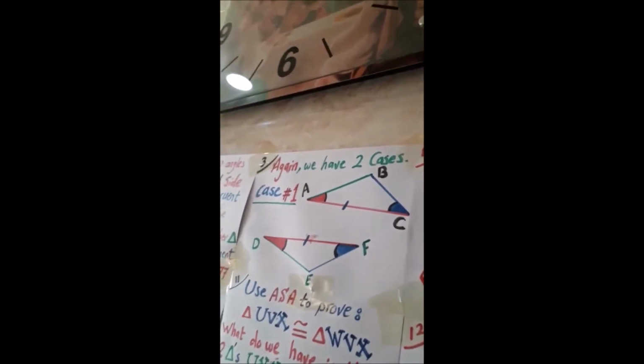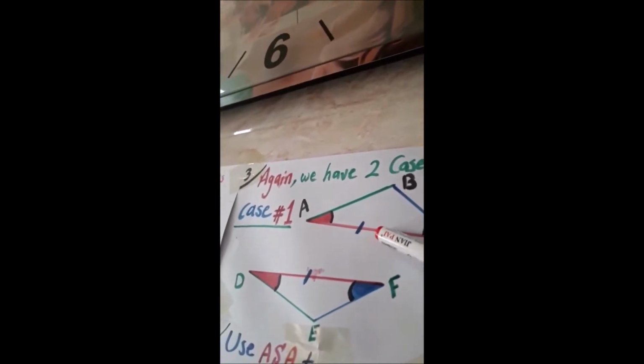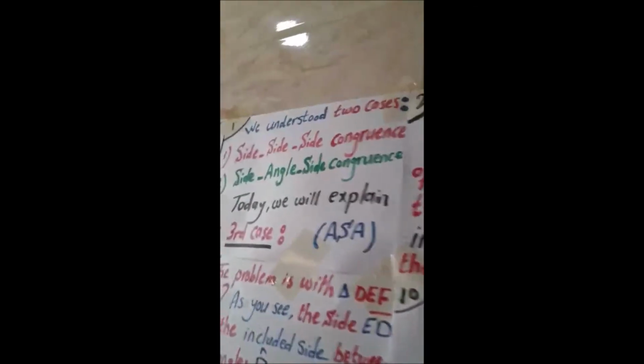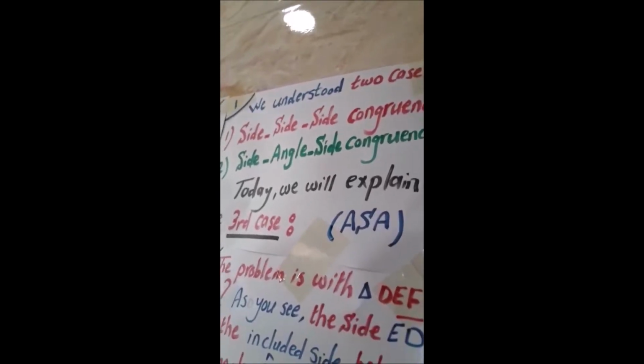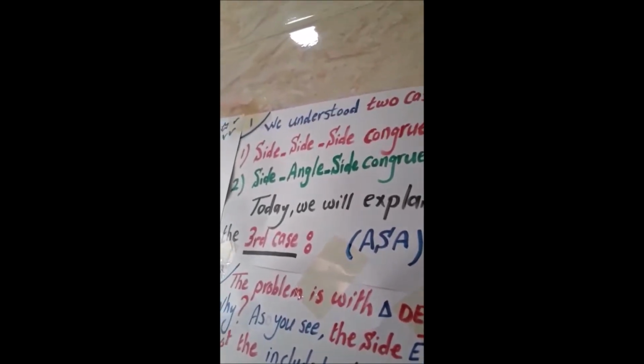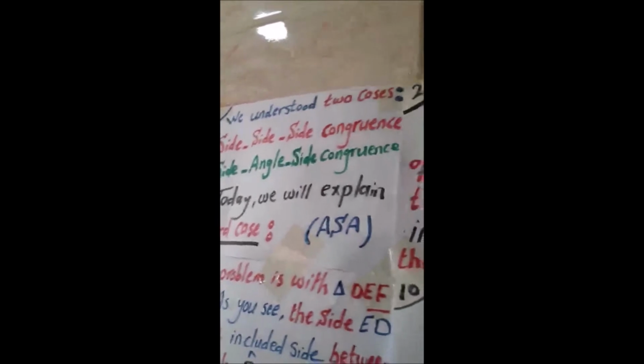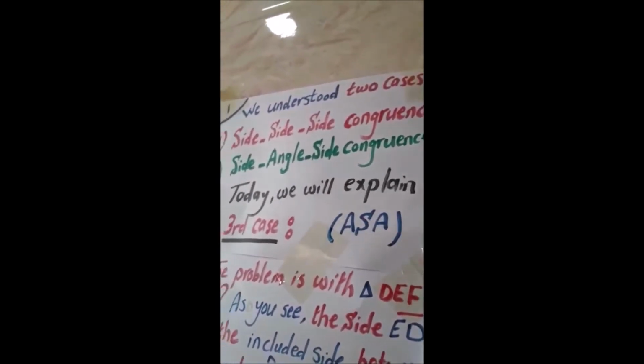Let me look at these two triangles, guys. As you see, we have ABC and DEF. It's clear that these triangles are congruent because the important thing, if you remember, is the included side. When we discussed the case side, angle, side, the angle must be included between two sides. Here, the side must be included between two angles. Excellent. So, guys, here we have the case.